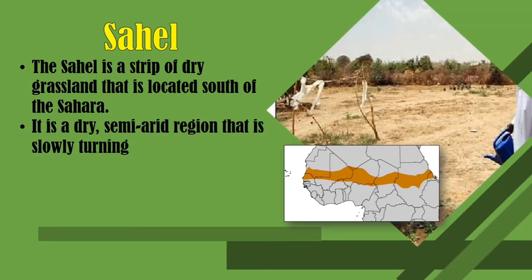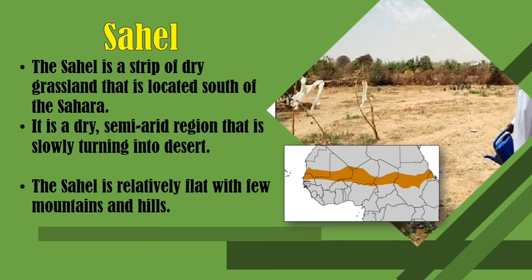Then another is the Sahel. The Sahel is a strip of dry grassland that is located south of the Sahara. It is a dry, semi-arid region that is slowly turning into desert. It gets more rainfall than the desert, but still receives very little rainfall, ranging from 6 to 20 inches. The Sahel is relatively flat with few mountains and hills, and vegetation in the area is sparse, where grasses and shrubs are unevenly distributed.